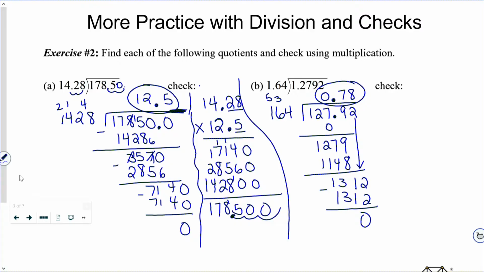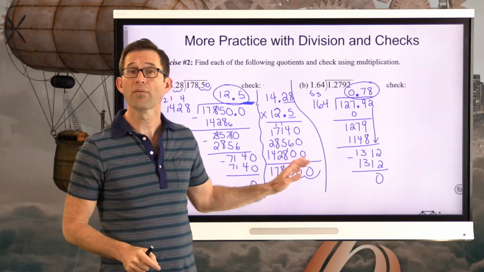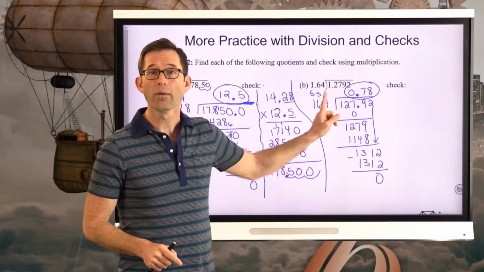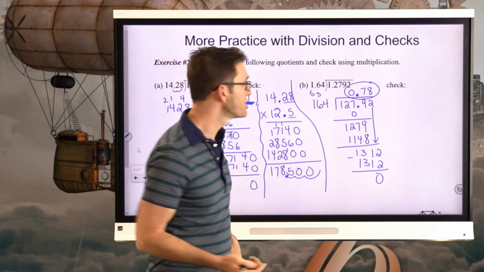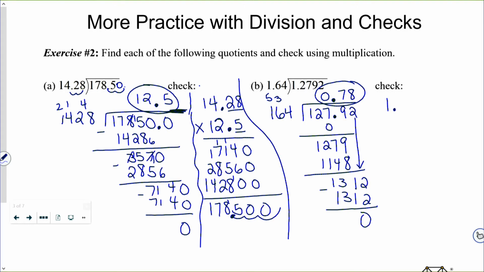We get 0.78. And again, the check, very similar to here, maybe even a little bit easier. We need to do 1.64 times 0.78. Why don't we do that over here? 1.64 times 0.78. Here we go. 8 times 4 is 32. 8 times 6 is 48, plus another 3 is 51. 8 times 1 is 8, plus another 5 is 13.